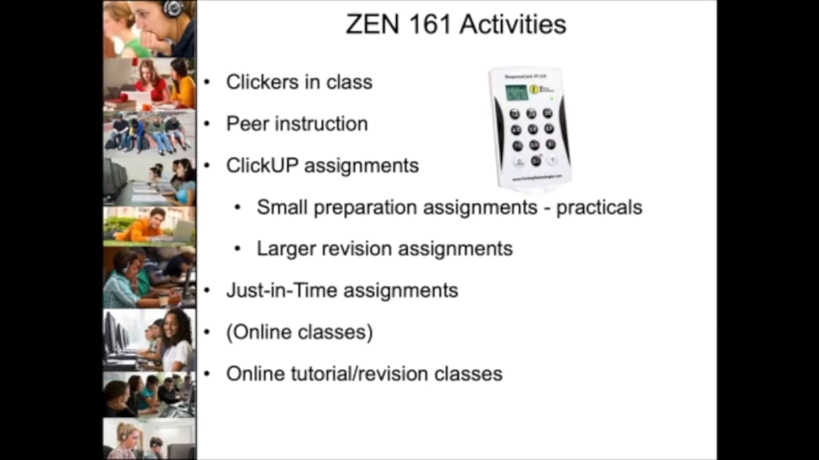Okay, so I also use ClickUP. ClickUP is our LMS, our learning management system. It's Blackboard based. I do small preparation assignments for the practicals so that the students know what is going to take place in the practical. And then also throughout the semester, normally I would have larger revision assignments so that I can make sure that the students know what they don't know so that they can spend some time on that.